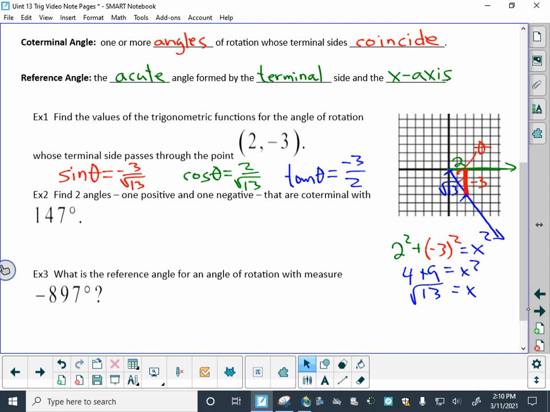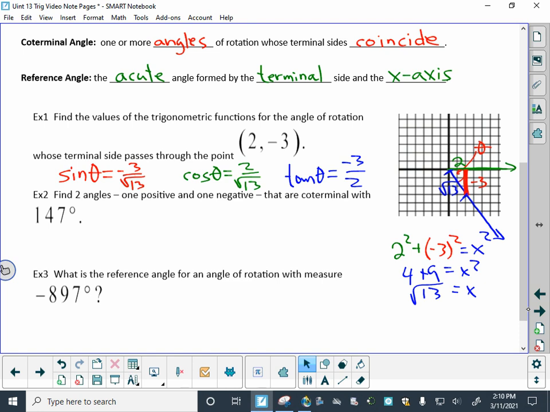Okay? And so I can come up with the values of the trig functions for that angle based on the fact that it is in standard position and I found a point that its terminal side passes through. I could do any one of my inverse trig functions on here to figure out what this angle is, but we're going to talk more about that in a later lesson.